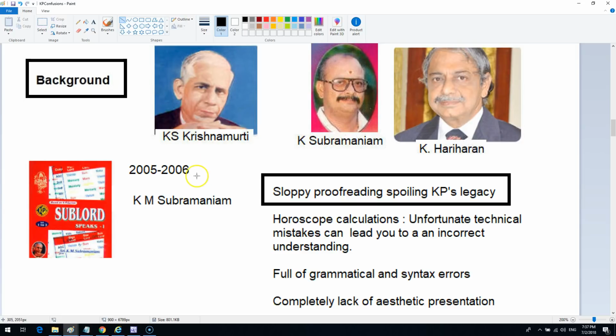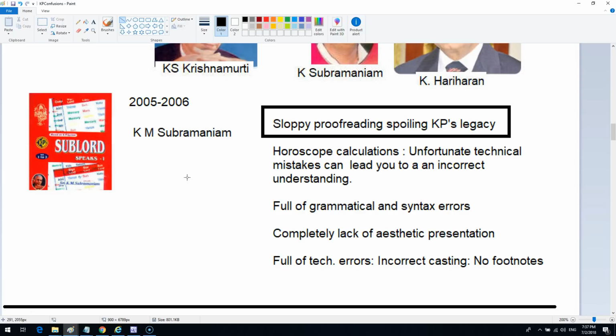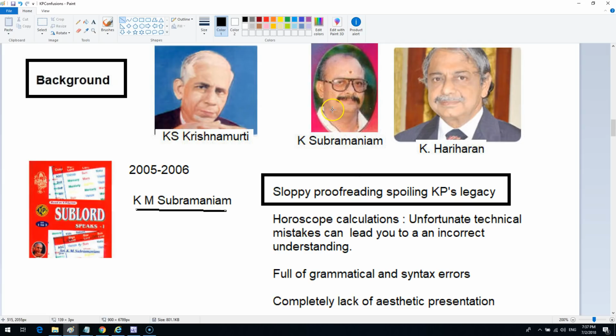Now, in 2005 and 2006, that is what I recall from the top of my mind, one book came out in the market, and this is Sublord Speaks. This is in three parts: Sublord Speaks 1, 2, and 3. Now, the editor of this book is one gentleman by the name K.M. Subramaniam. Now, Krishnamurti's son K. Subramaniam is not related to K.M. Subramaniam. It seems like K.M. Subramaniam is, or was, a direct disciple of K.S. Krishnamurti, and he laid down a whole new approach in this book.